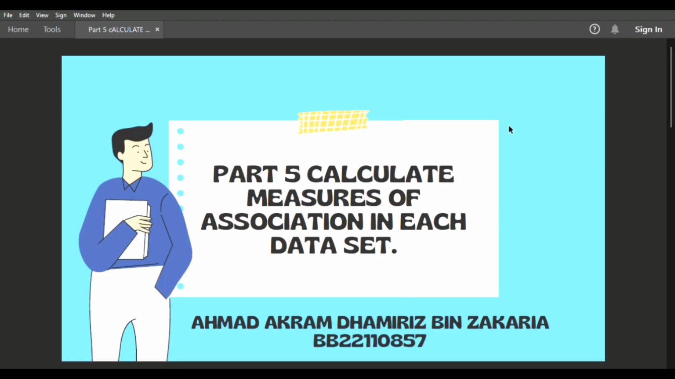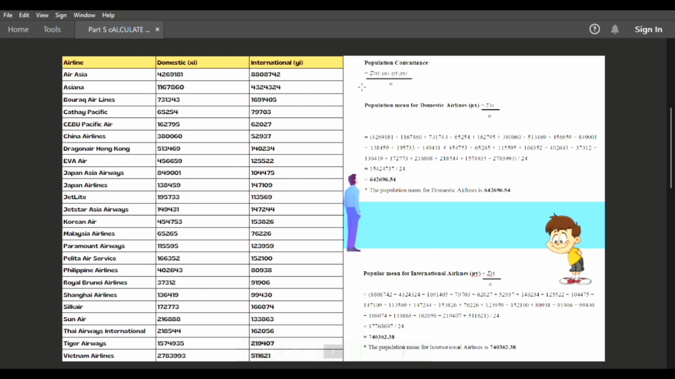Hello, Dr. Deborah. My name is Ahmad Akram, and I will be presenting part 5, which is to calculate measures of association in each dataset. As you can see here, these are the tables that show 24 samples of airline and 2 types of airlines, which are domestic and international.